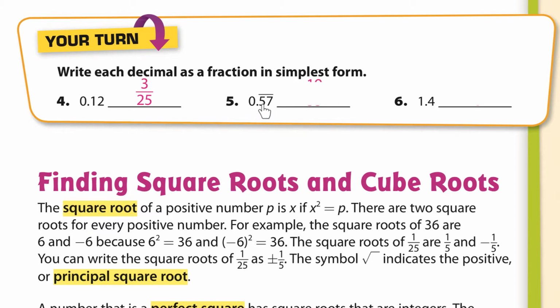0.57, okay, that's 57 over 99, but you can simplify that to get 19 over 33. And 1.4, okay, that's 1 and 4/10, or 1 and 2/5, because 4/10 simplifies to 2/5.